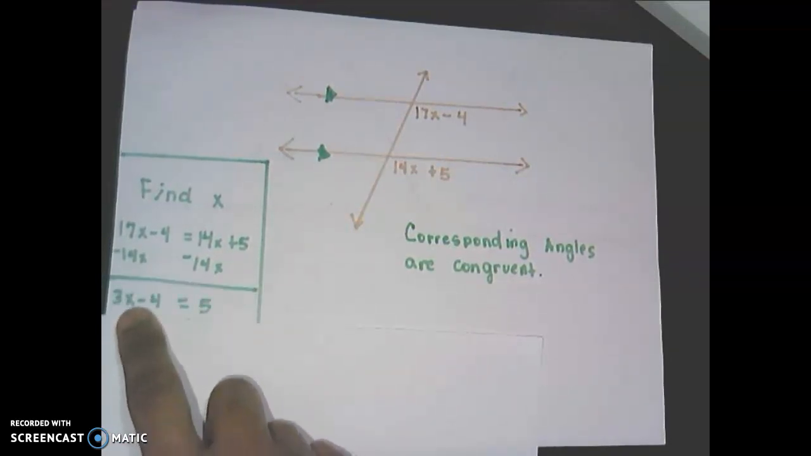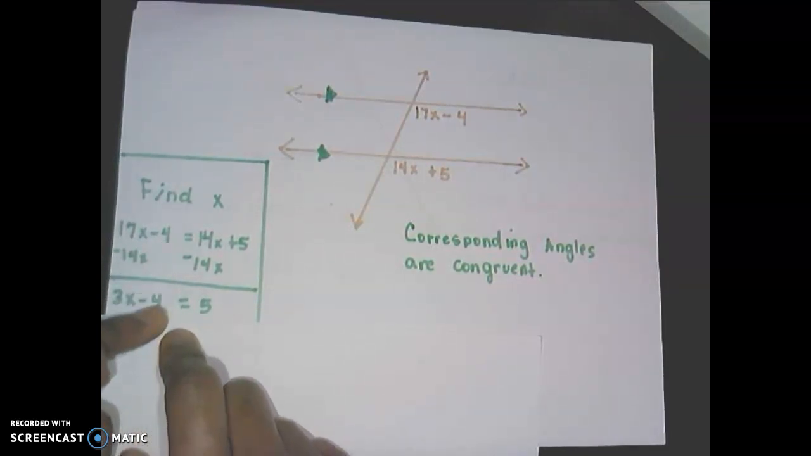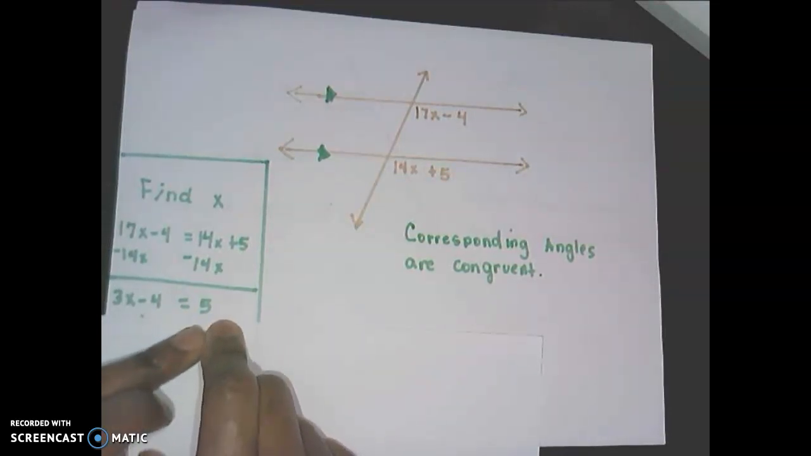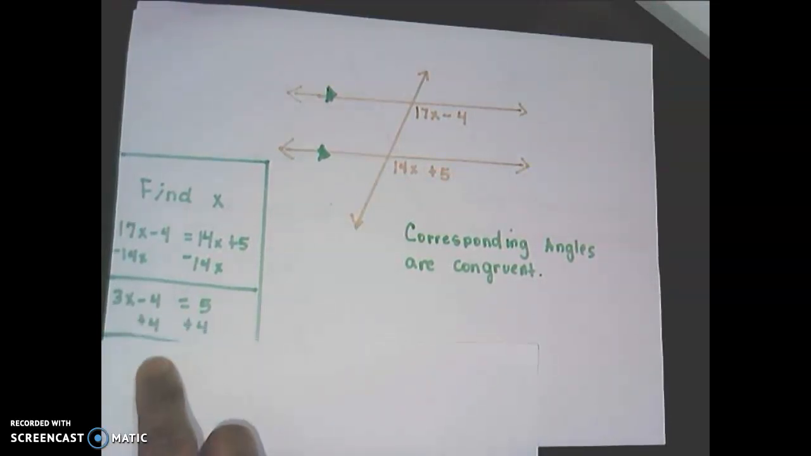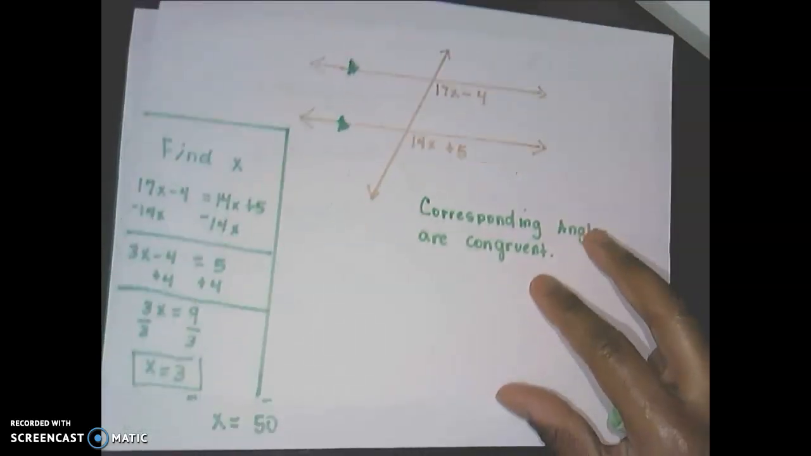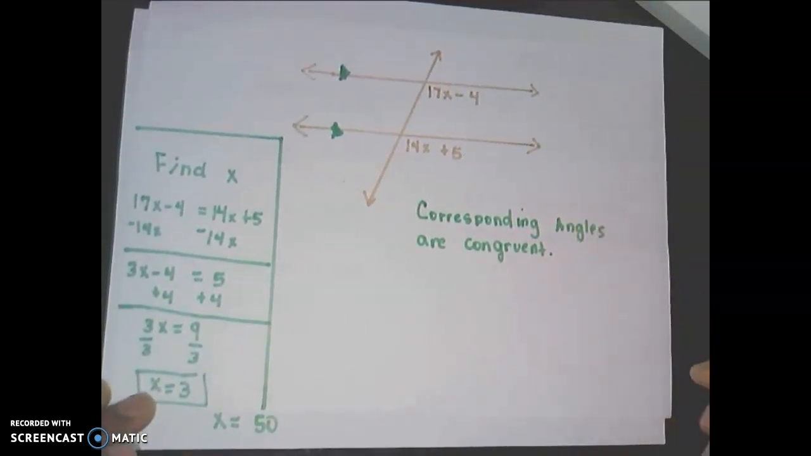So that gives me 3x. I don't have to do anything with the negative 4 right now, so I just bring down the 5. So I have 3x minus 4 is equal to 5, and I need to add 4 to both sides. So that gives me 3x is equal to 9, and to get the value of x, I just need to divide both sides by 3. And so x is going to be equal to 3.